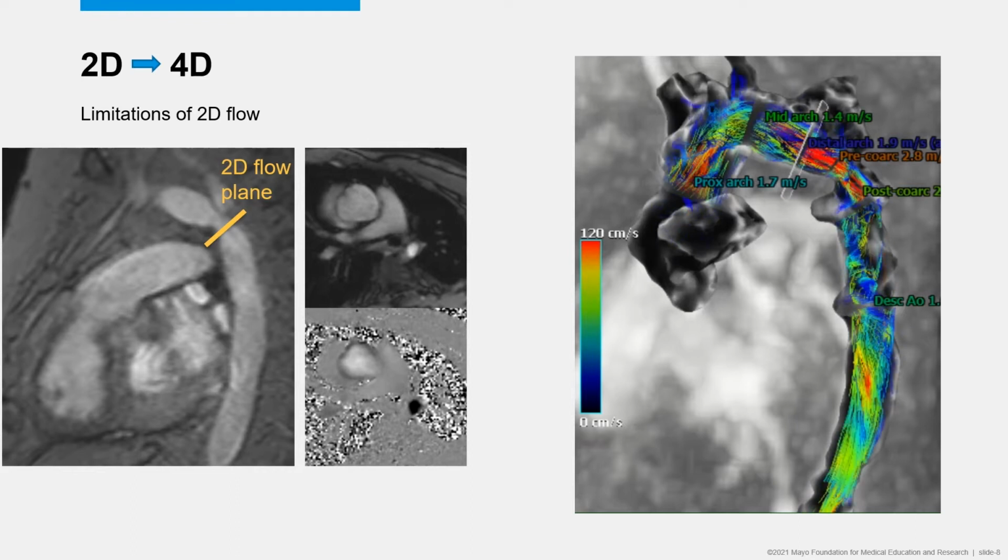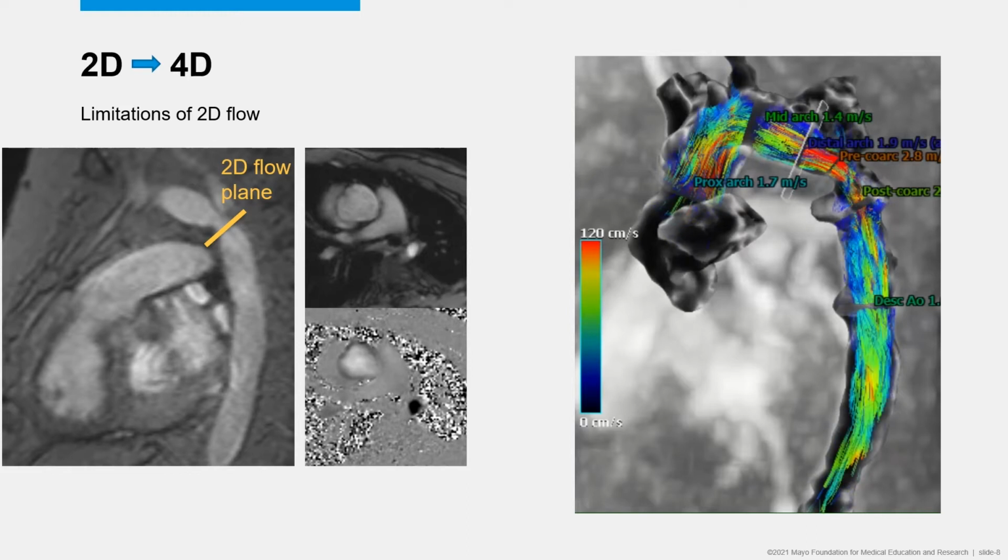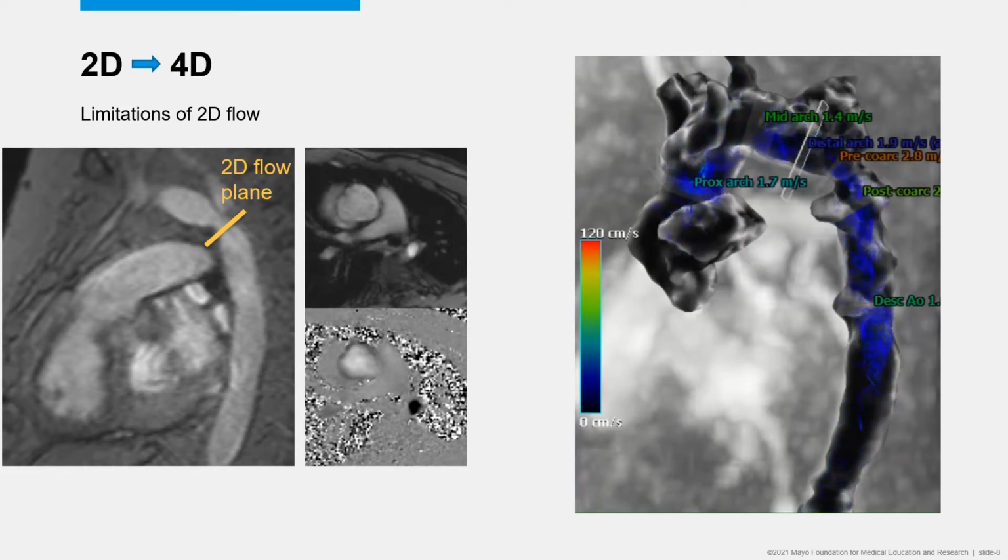So now we're going to move on to some of the limitations of 2D flow and the advantages of 4D flow. While 2D flow phase contrast MR works very well, it does have some limitations.